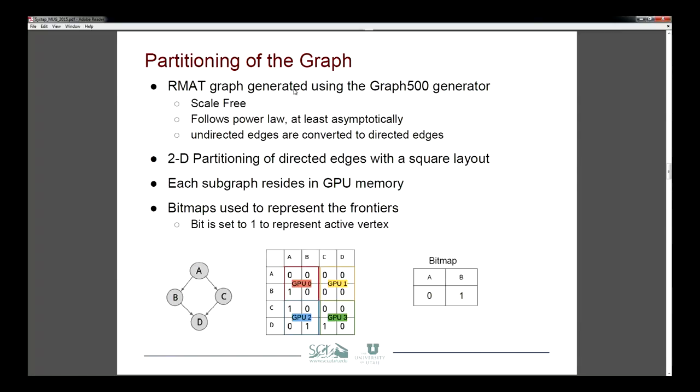Right. So on each GPU, we keep one of the partitions of the overall graph. And then we use bitmaps to represent the frontiers. The frontier is the set of vertices which are being visited in the current iteration. And we communicate that as a bitmap, where we have single bits, and we have a bit for every vertex in the graph.